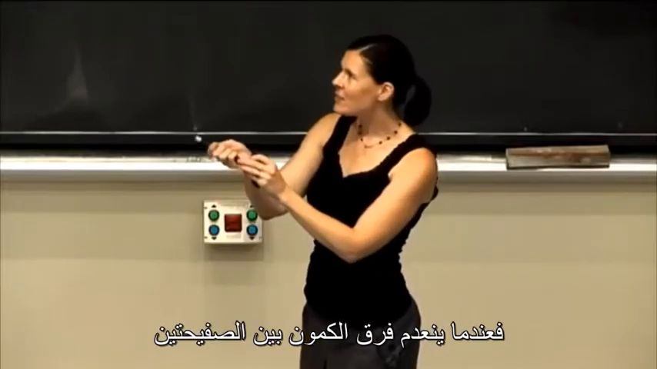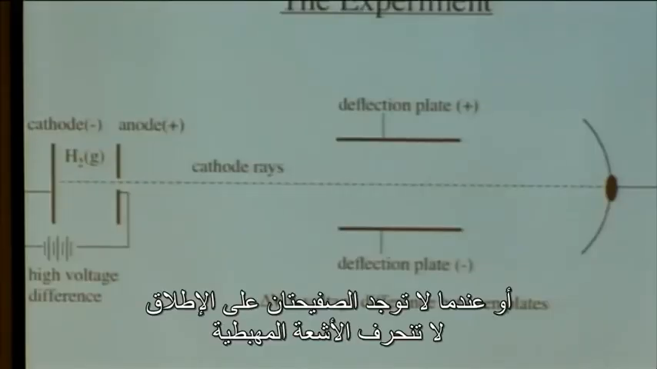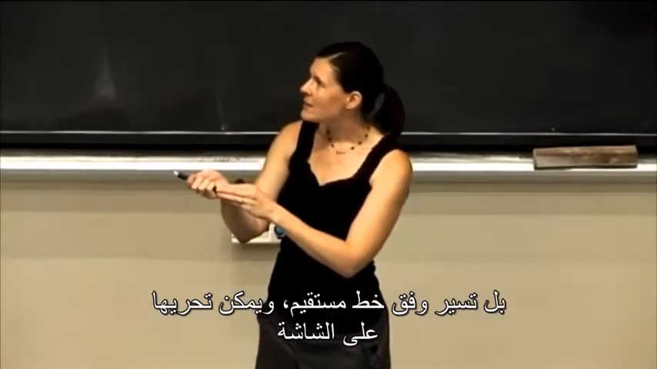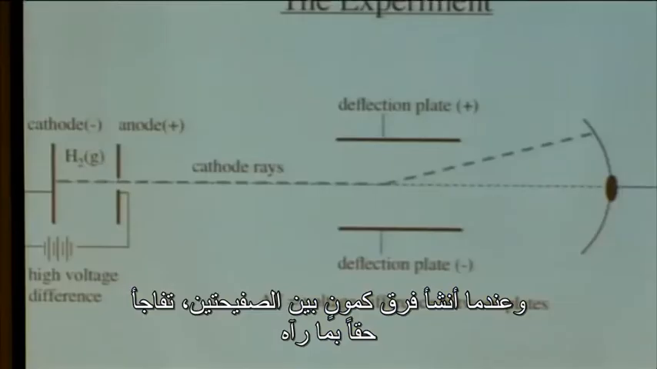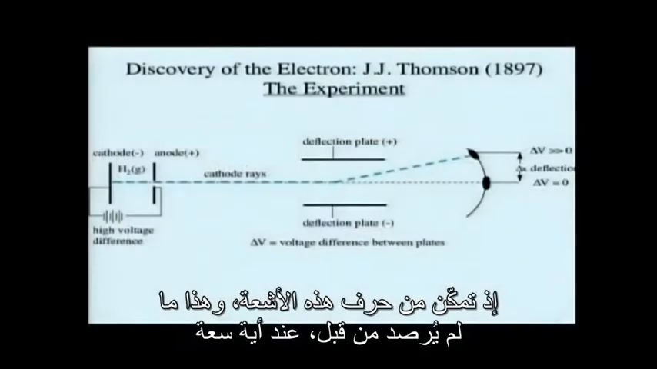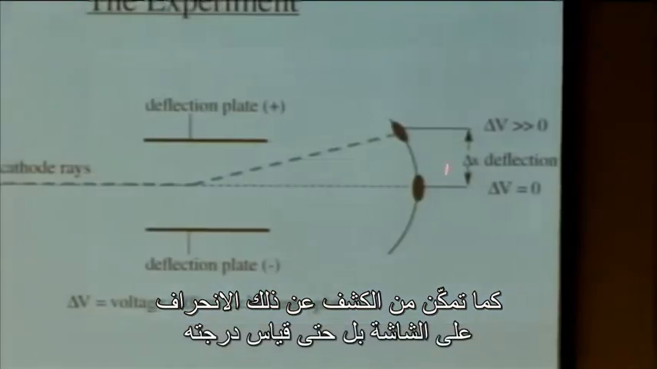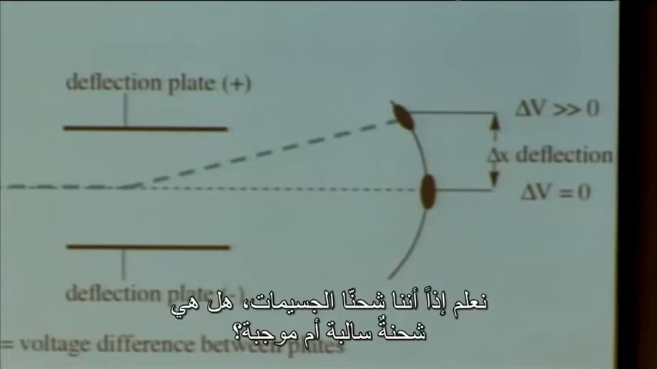So when the voltage difference between the plates is 0, or when we just don't have the plates there at all, the cathode rays are not bent. They just go right in a straight line, and they can be detected on this screen. When he actually cranked up the voltage between these two plates, what he saw was really amazing to him, which is that he actually was able to bend these rays. This had never been observed before in any capacity, and he was able to detect on his screen that there was this deflection, and he could even measure the degree of deflection that he had.